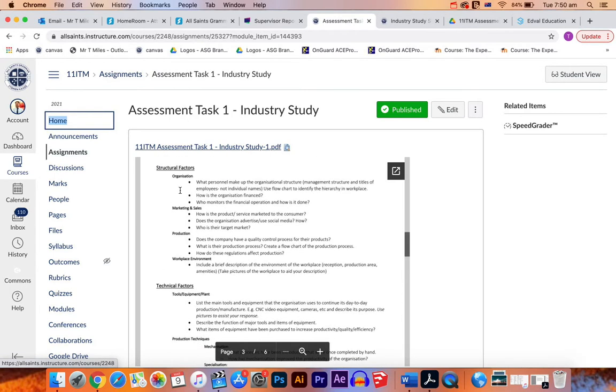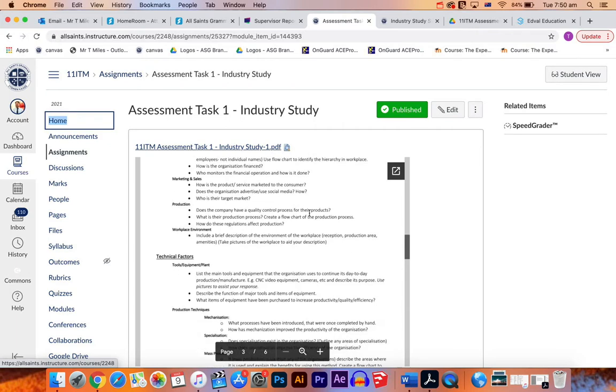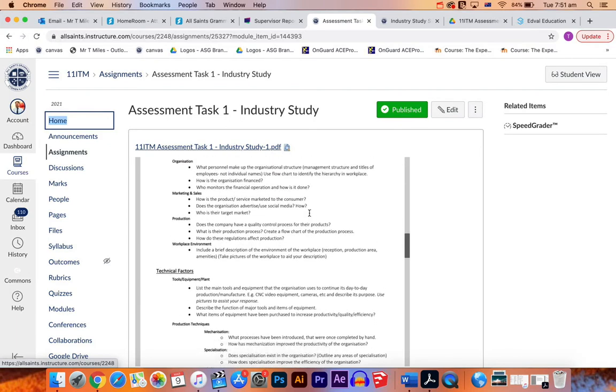So structural factors. What personnel make up the organization, how is it financed, and who monitors the financial operation? There's a yearly report from the ABC that outlines all of this information. I'll put a link to that below, but I'm sure you would have come across that by now because we've been doing this for a few weeks now. The yearly report will also have the marketing and sales information I'm after here.